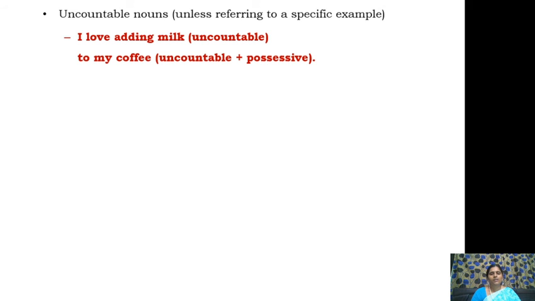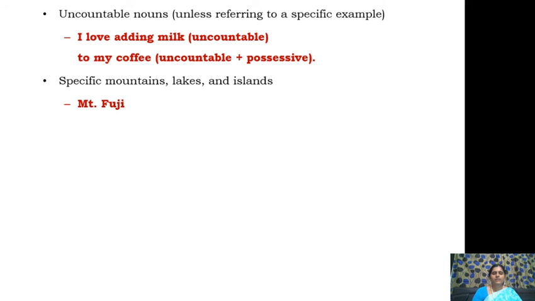I love adding milk to my coffee. Milk is an uncountable noun. So here there is nothing like an article before these things. Then specific mountains, lakes, and islands. Unless they are groups of mountain ranges, of course we use the. But before lakes we don't use any article. When you are referring to rivers, we use an article again. And if there's a group of islands, then we use an article. If you are referring to a single island, then there is no need of using any article before that.